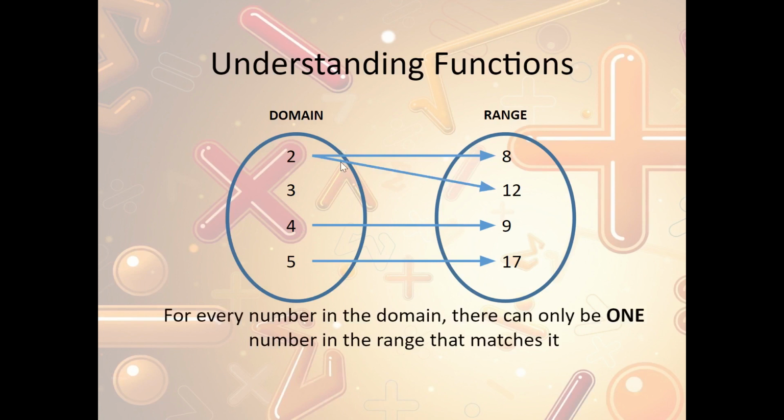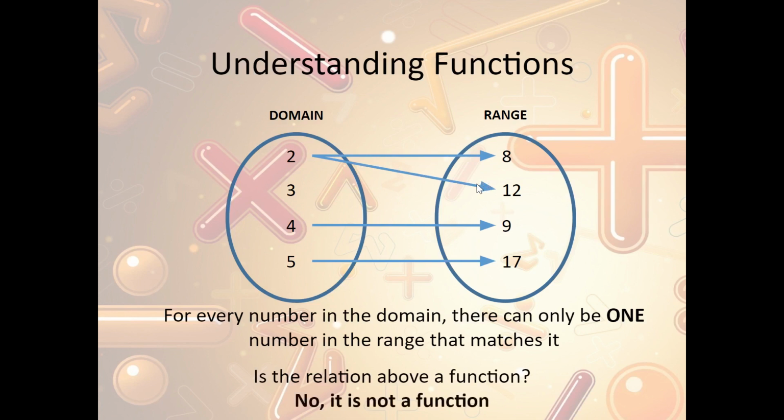We have a domain here, and notice now the question is, is this a function? We have the domain here and the range here, and notice 2 is mapped to both 8 and 12. So therefore, this is not a function because 2 is mapped to two different places. Remember, for every x, this is our x, for every x, there can be only one y that goes with it. 4 and 5 are okay. 3 is actually okay even though it's not mapped to anything. The issue is 2.